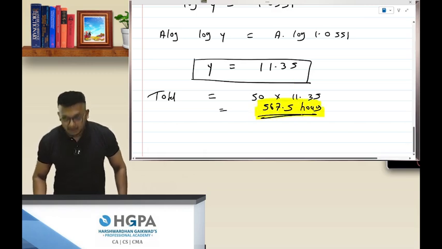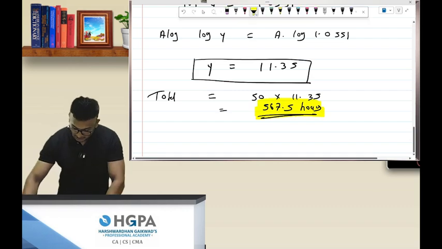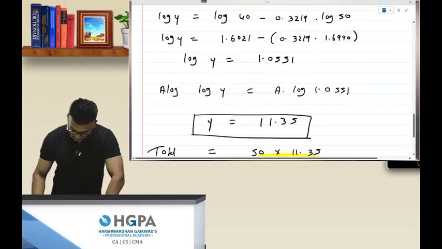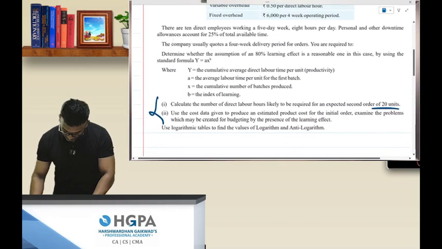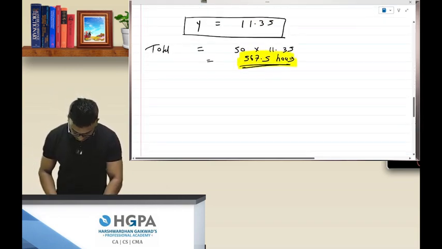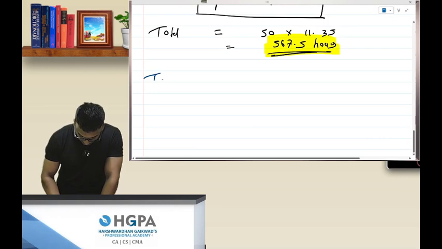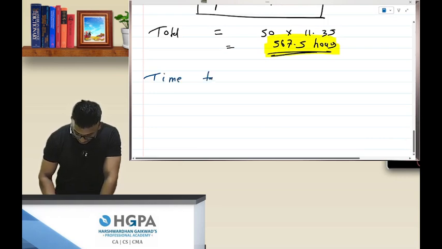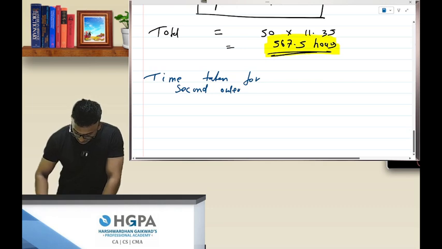Now we need to take the answer for the difference. For the next unit, this is the question: expected order of 20 units. What is the number of direct labors? We'll do it now. Okay, so time taken for the second order, how much will it be?